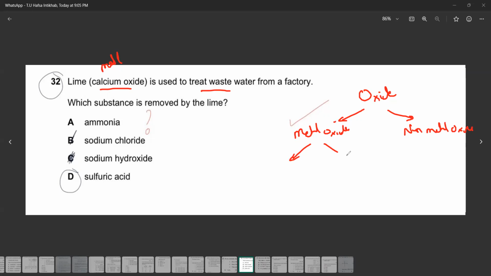Metal oxides are divided into two categories. One is known as the basic oxide. Basic oxide can react with acid only. And another one is amphoteric oxide, which can react with both acid and alkali.